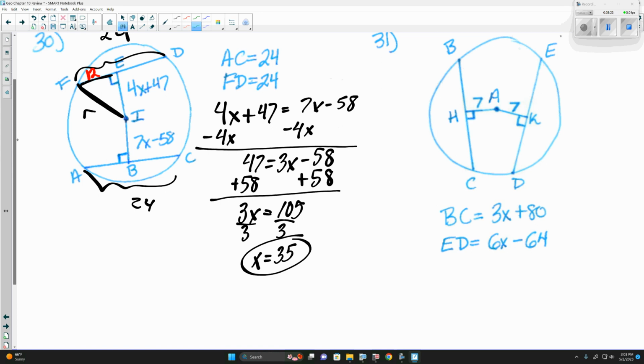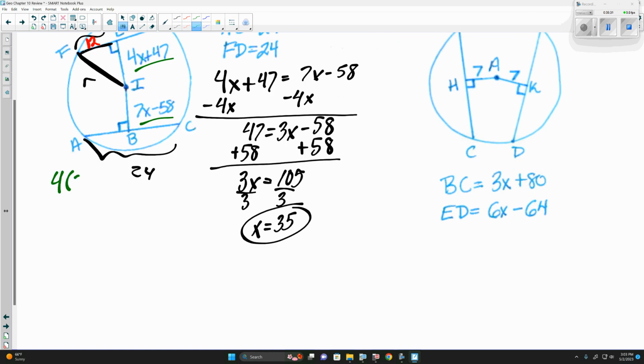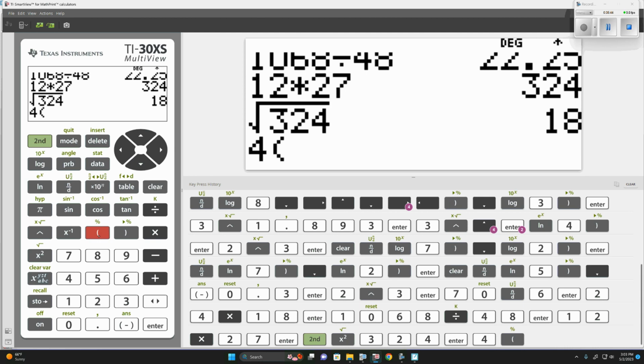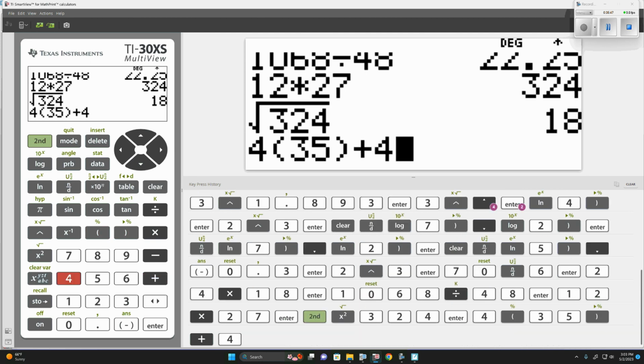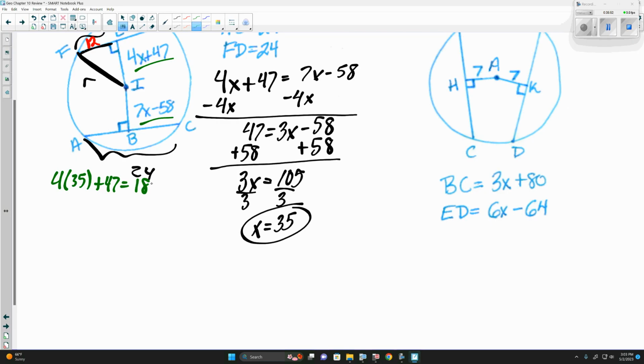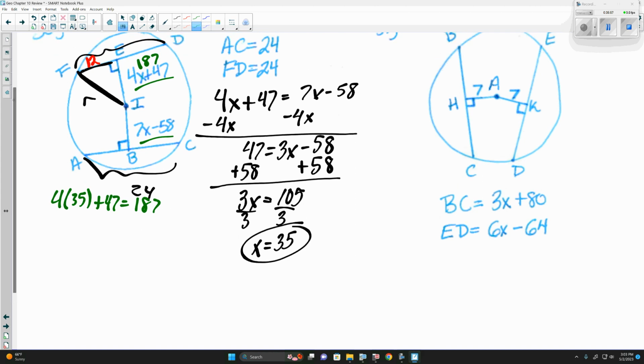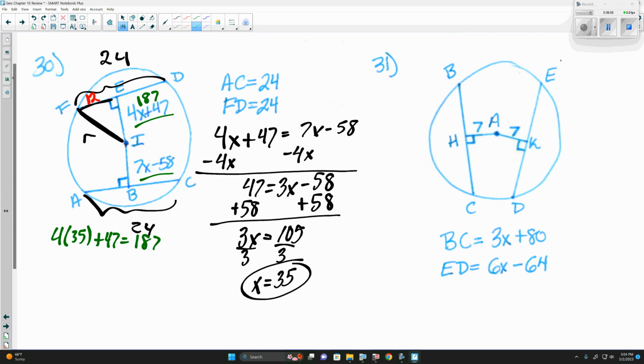Now, what we have to do next is we've actually got to plug it in, because we need to find what one of these two lengths is. I'll plug it into 4x plus 47, so we can say 4 times 35 plus 47. Now at this point here, because we are running low on space, 4 times 35 plus 47 is 187. So this length here is 187. That is a massively large length.